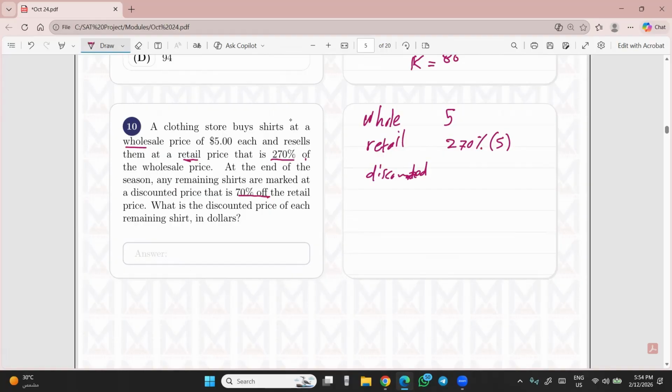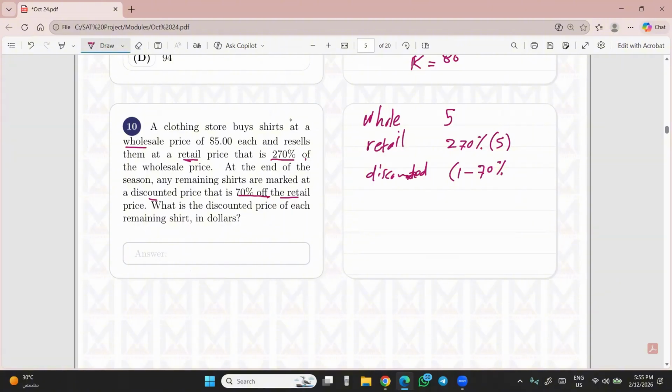But the remaining are marked at a discount. So be careful about a discount. Discount 70% off means 1 minus 70% of the retail price. So whenever you say the discounted price, it means we pay only 1 minus the percentage of the discount, because this is the payment.